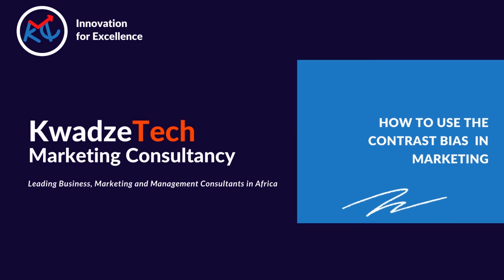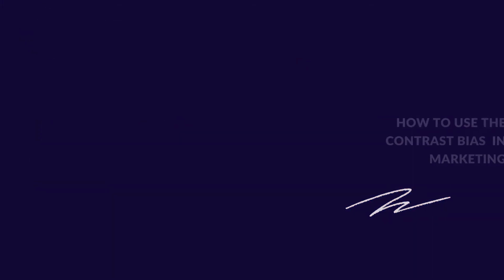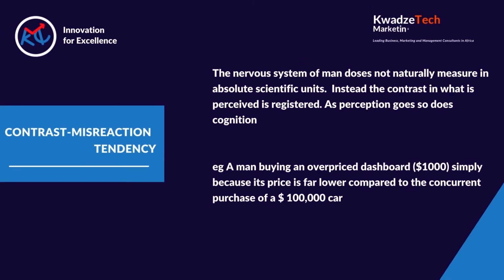Today we'll be looking at the contrast bias and how it can be used in marketing in order to increase sales and grow any business of that type. Now, it is important to note that the nervous system of man does not naturally measure in absolute scientific units. Instead, the contrast in what is perceived is registered. And as perception goes, so does cognition. I will give you a very quick example here to substantiate this fact.